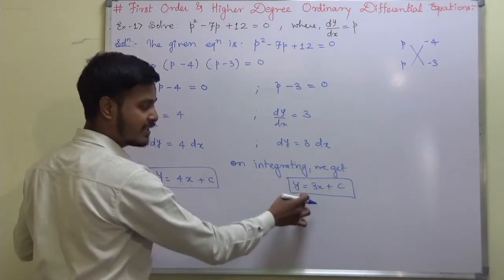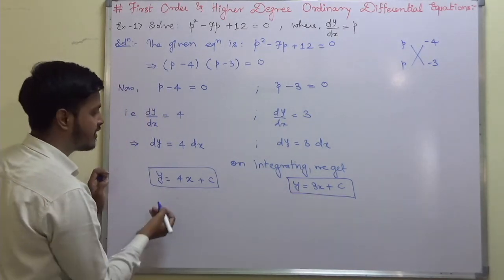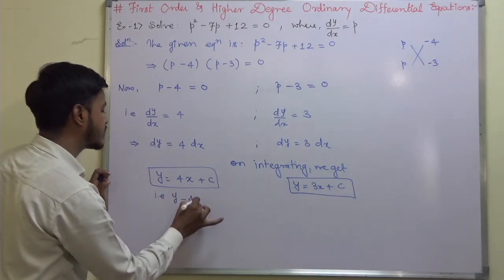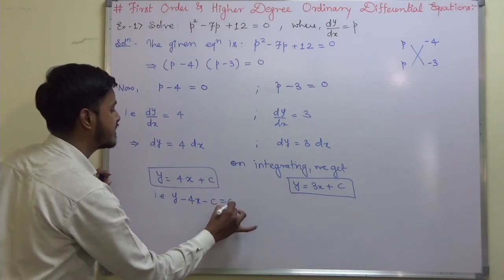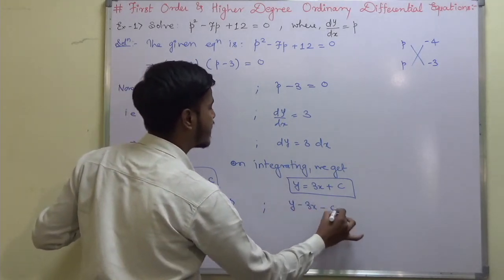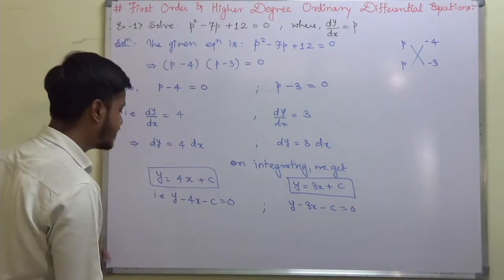Now once you get this, you just have to write down the solution. So you can write like this, that is y minus 4x minus c equal to 0, y minus 3x minus c is equal to 0. Okay, so you can write like this.